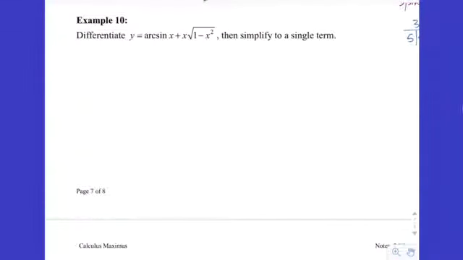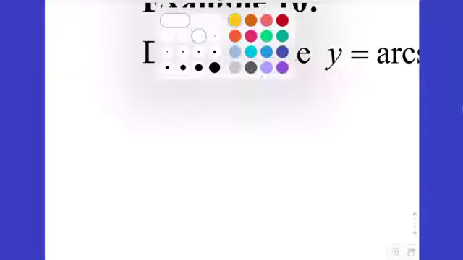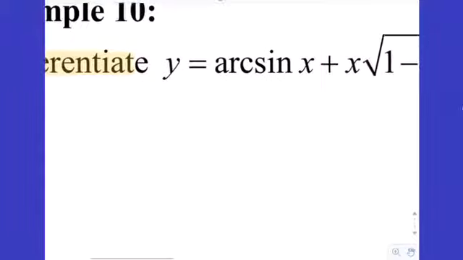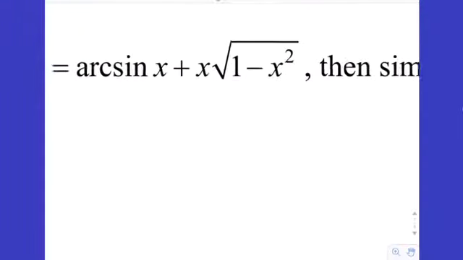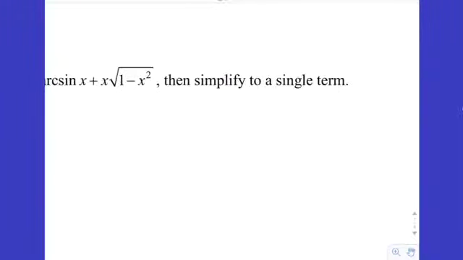All right. Example 10. Differentiate. That's a real popular term in educational lingo, right? It's one size fits all curriculum, but then you need to differentiate, which is kind of what we do in here, right? We're all learning the same thing, and now we're about to differentiate. It says y equals arc sine of x plus x times the square root of 1 minus x squared. Differentiate and then simplify to a single term.